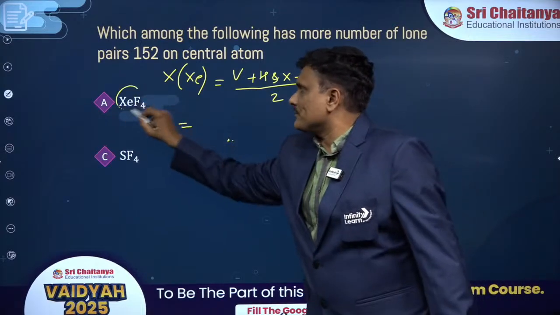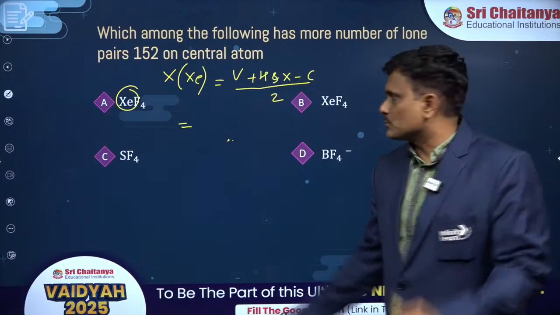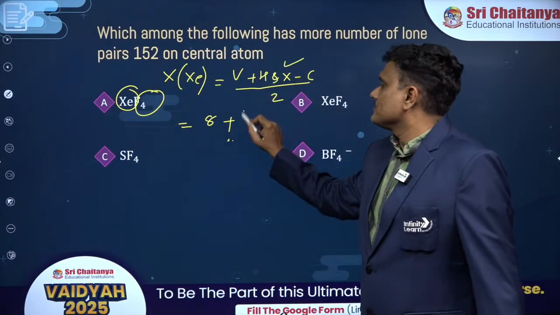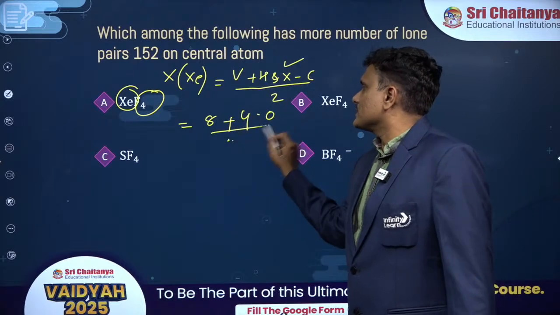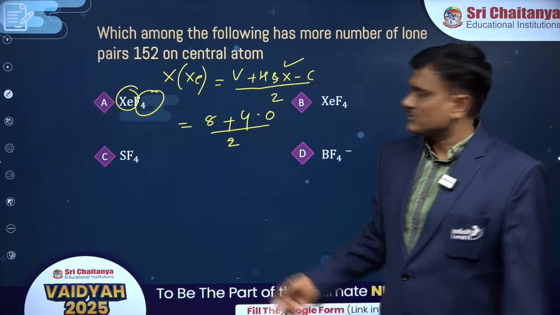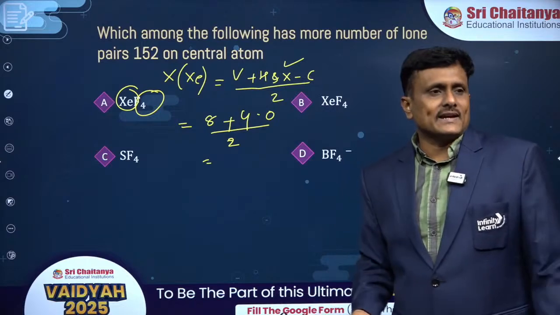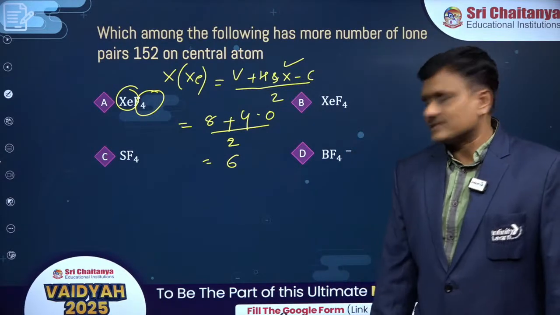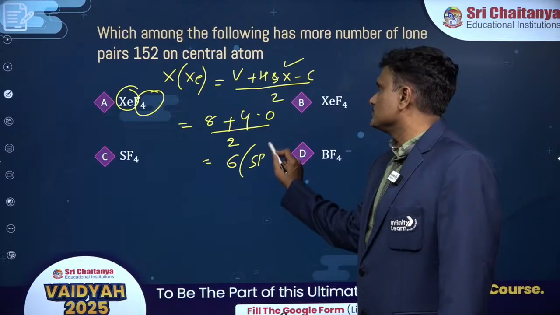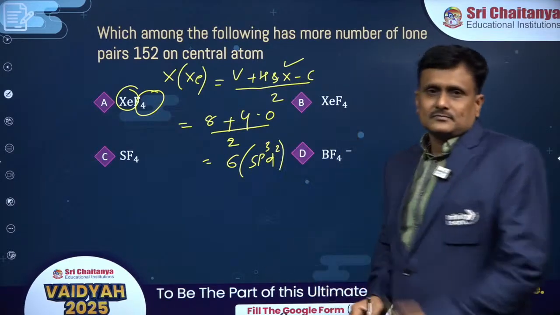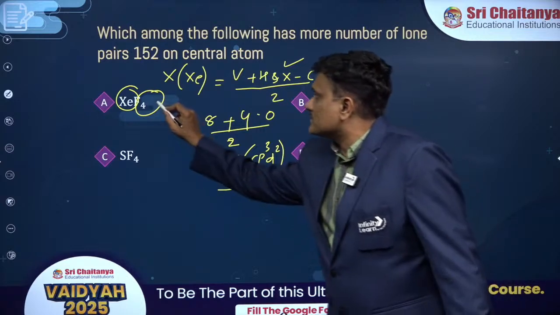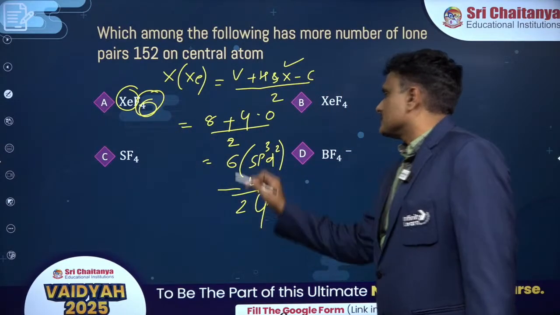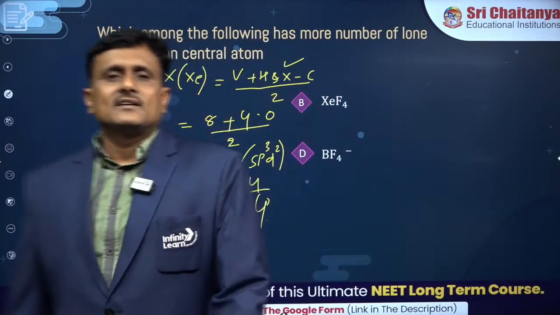Valence electrons of xenon, it belongs to the 8th group, plus 4 halogens attached. There is no charge, divided by 2. Alright, so you can see that this value is turning out to be 8 plus 4 by 2, which is equal to 12 by 2, which is 6. That means hybridization is sp3d2. Minus the number of atoms represented as the bond pair gives you the lone pair. So you can see that xenon has 2 lone pairs in XeF4.